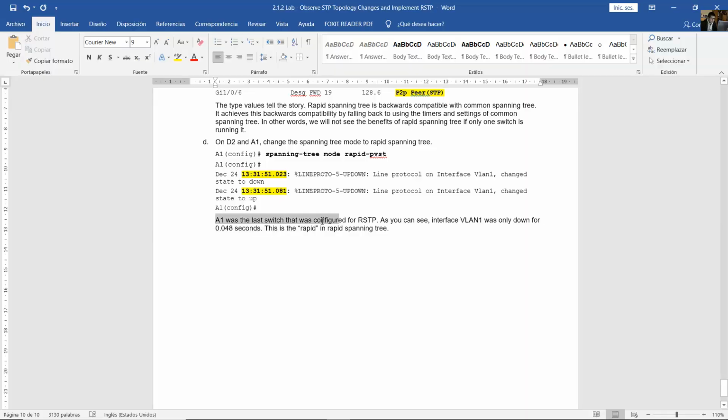A1 was the last switch that was configured for RSTP. As you can see, interface VLAN 1 was only down for 0.048 seconds. This is the Rapid in Rapid spanning tree.